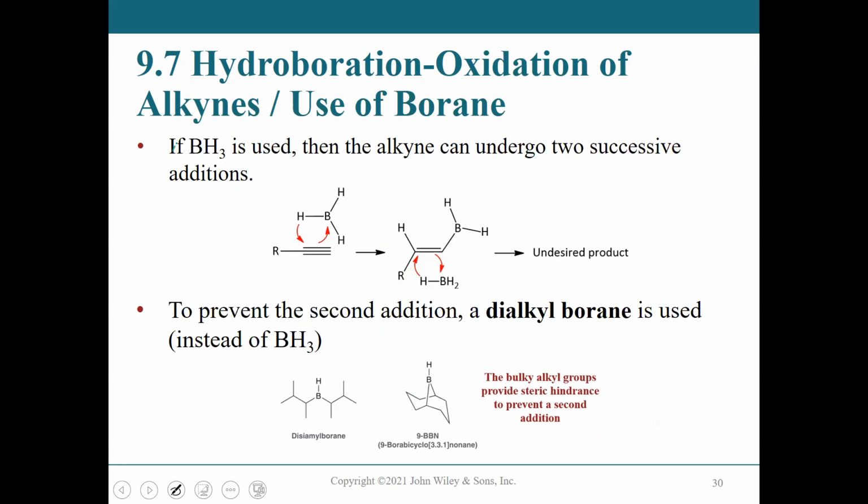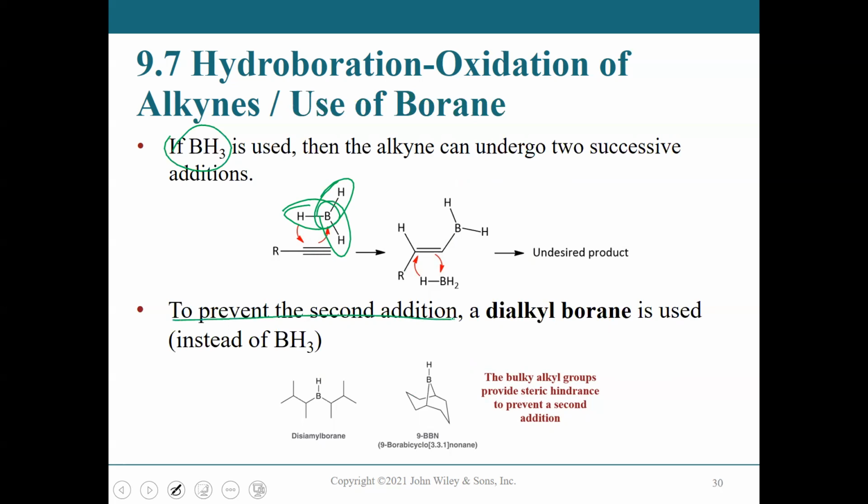Now, something that you will see a lot is that they say that if you use plain BH3, the reduction can happen twice or even 3 times, right? When we recall the mechanism for hydroboration that we did in chapter 8, the borane has 3 H's to react, right? That might be an issue.